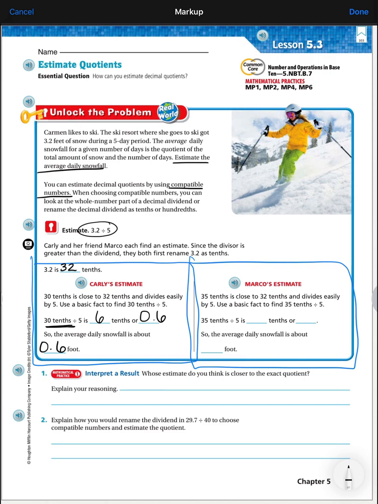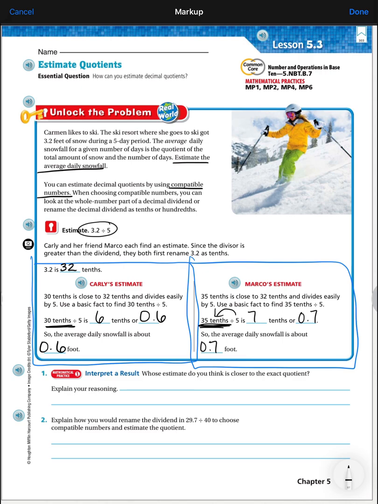Now Marco did it a little different. He changed 3.2 to 32 again, but instead of using 30 like she did, he used 35. He rounded it to 35 because 35 is a great compatible number for 5. So 5 fits into 35 7 times, or 7 tenths. So he said that 0.7 feet of snow fell each day. Okay, so they both used compatible numbers to be able to do mental math in their head.